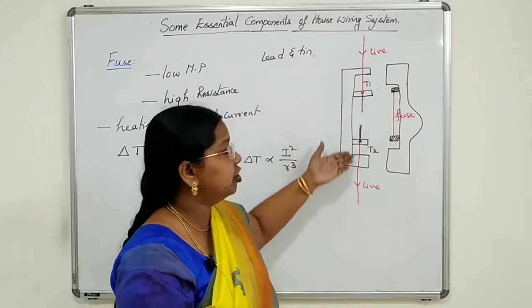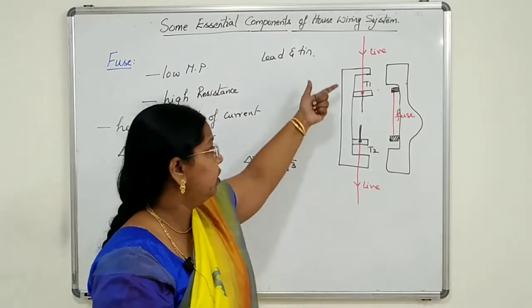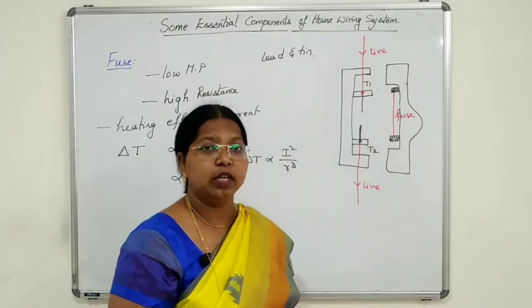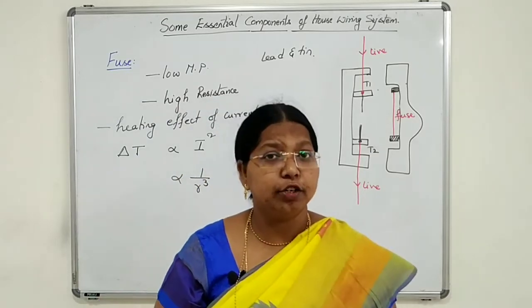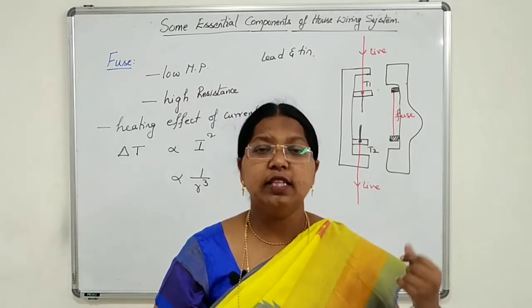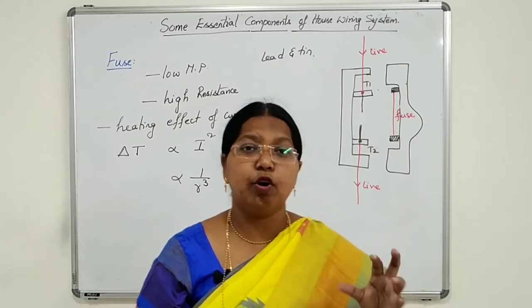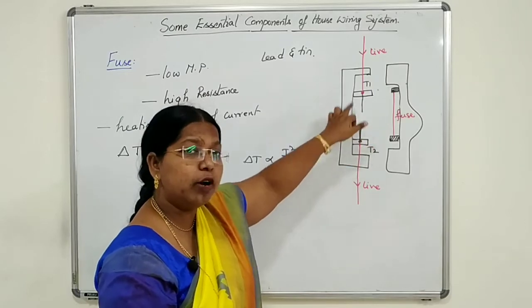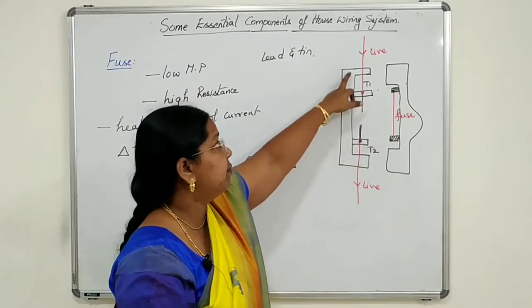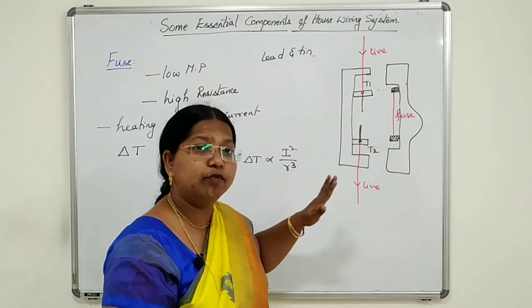Is there any connection between these two, students? No. The current will not flow inside the circuit now. So when the current exceeds, or if there is any short circuit or high voltage, this fuse wire will immediately melt and break because of those reasons. When it melts and breaks, there is no connection between the light which is coming from the pole and which is going inside the house. So there is no current flow.